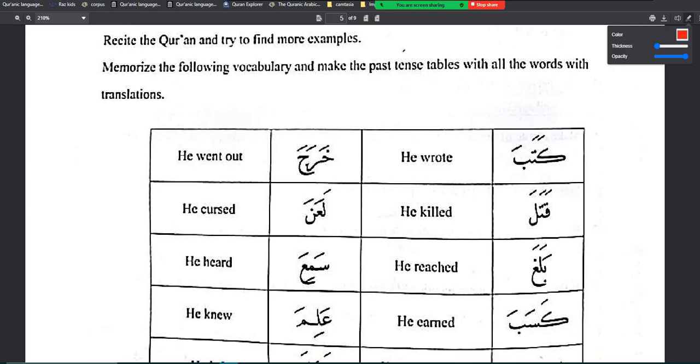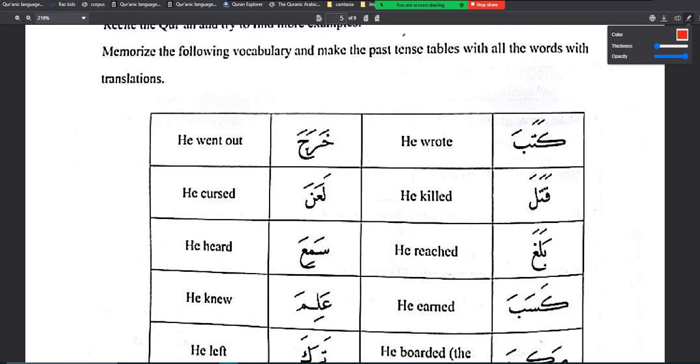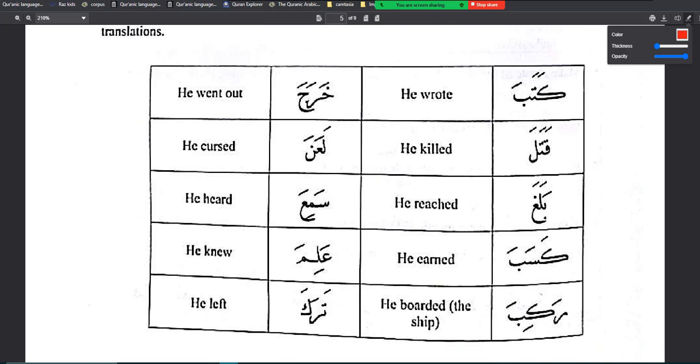So memorize the following vocabulary and make the past tense tables with all the words with translations. Kataba is he wrote, and you have to make the chart. Kataba, katabu, all the way into katabna. Qatala is he killed. Balaga is he reached. Kasaba is he earned. Rakiba, he boarded the ship. Kharaja, he went out. And this is important, you have to memorize this too. La'ana, like la'nat, he cursed. Sami'a, he heard. 'Alima, he knew. Taraka, he left.